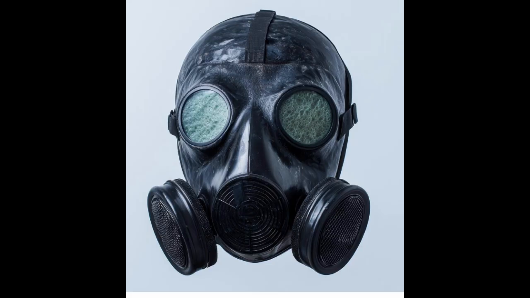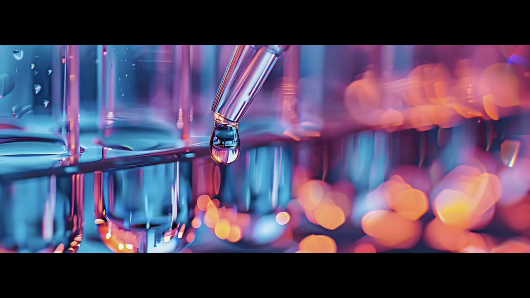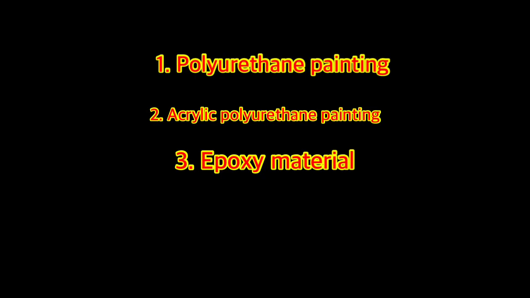At first, we are going to focus specifically on 3 chemical products. 1. Polyurethane painting. 2. Acrylic polyurethane painting. 3. Epoxy material. So let's start. 1. Polyurethane paint. Polyurethane is a common type of paint for many household tasks.